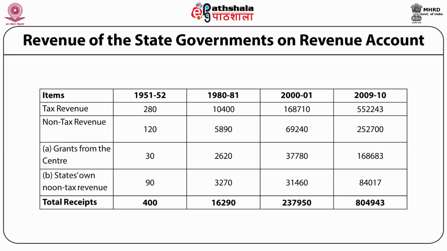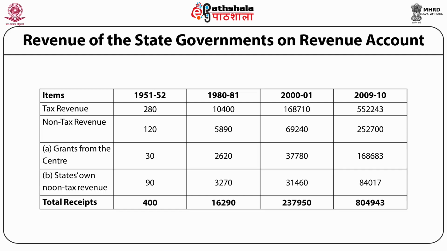Revenue of the state governments on revenue account. As we can see, the revenue of the state governments on revenue account in 1950-51 was just 280 crores, which rose to 5,52,243 crores in 2009-2010.